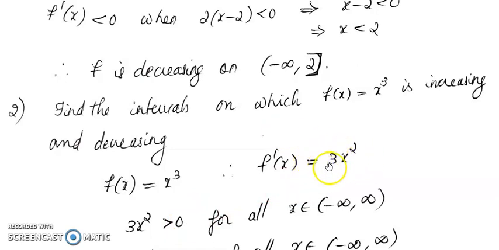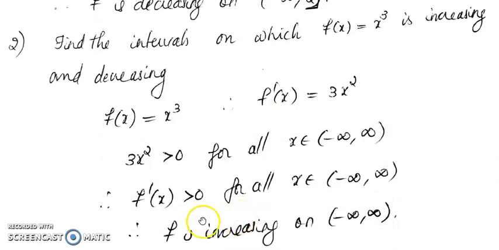Now you can see that x square is always positive. അപ്പോൾ 3x square ഏത് x വാല്യൂവിനും പോസിറ്റീവ് ആയിരിക്കും. So if you take any negative x value or positive x value, this is always positive. So therefore 3x square is greater than 0 for all x belongs to minus infinity to infinity. So that implies f dash of x is greater than 0 for all x. So f will be increasing on minus infinity to infinity.